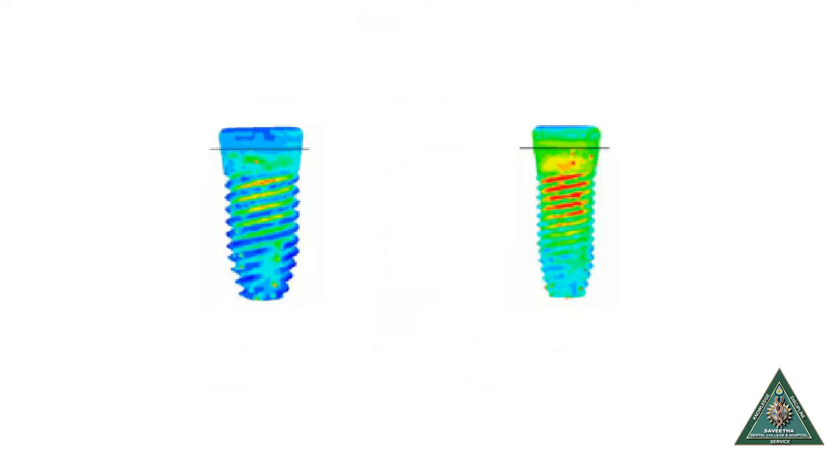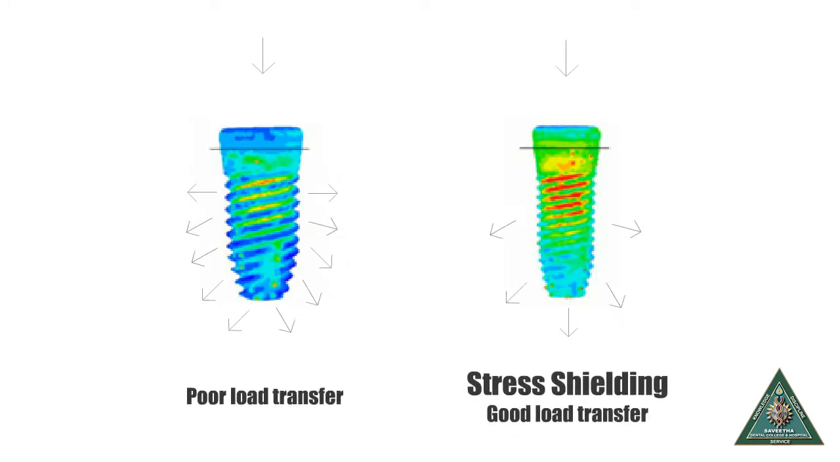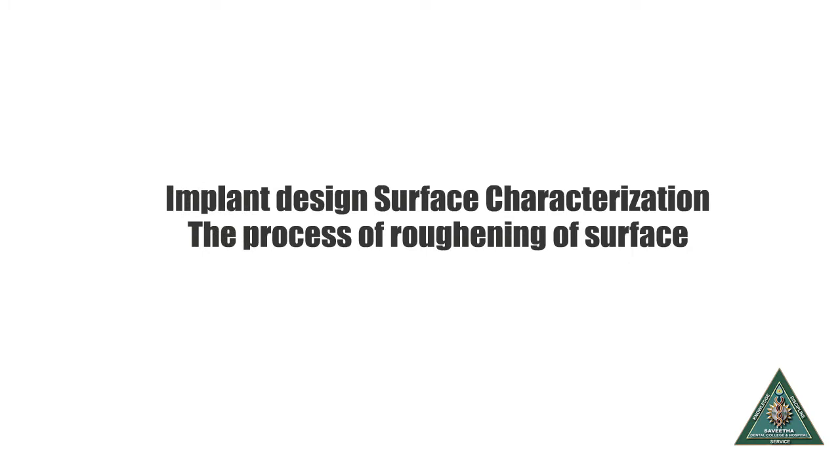Clinically speaking, too much width is not beneficial, as the implant will absorb load without transferring it to the bone. This is called stress shielding. It is therefore an established custom to give priority to the length rather than the width of the implant. The surface characterization is defined as a process of roughening the surface to facilitate better implant-bone bonding.